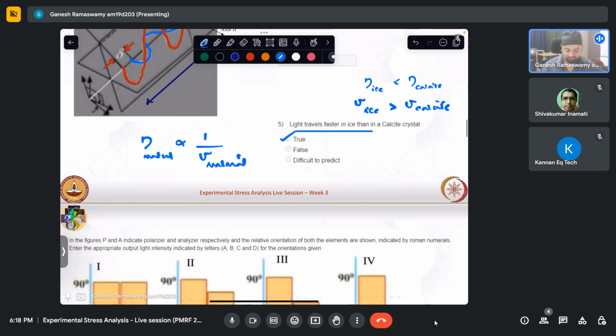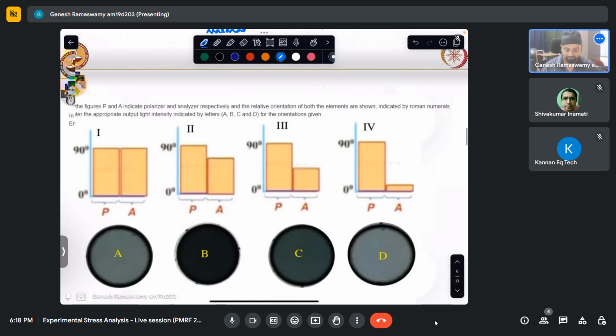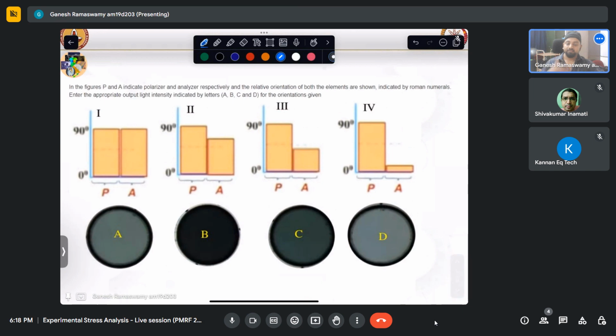So let us move to the next question. This is an interesting one. In the figures, P and A indicate polarizer and analyzer respectively, and the relative orientation of both the elements is shown, indicated by Roman numerals. There are four arrangements given. Enter the appropriate output light intensity indicated by letters A, B, C, and D.